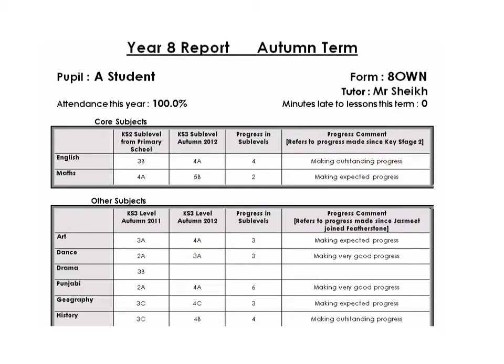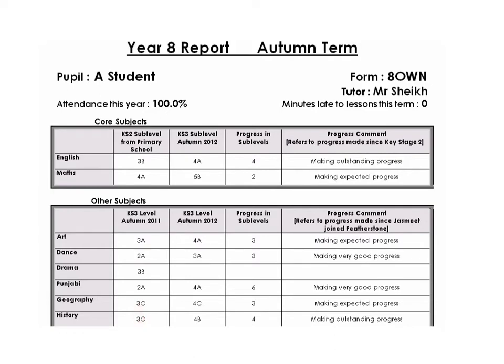Obviously, different students will make different progress, and we give an interpretation for you of the sub-levels and in terms of how much progress has been made in that period of time. So 4 in the term and a half is outstanding. 2 for Maths is expected. Then you'll come down to the other subjects.